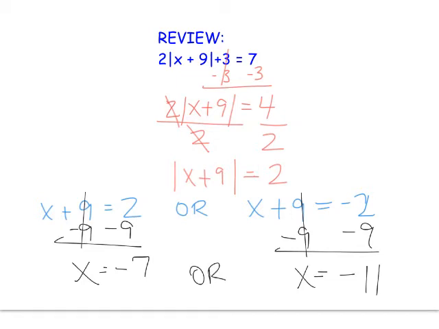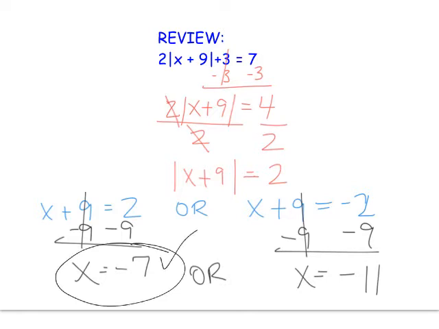And remember, we've got these two possible solutions. We should substitute them into the original problem in place of this x in order to make sure that these are true for the equation. So if I put in a negative 7 here, that would evaluate to be positive 2, multiplied by 2 is 4, plus 3 is 7. So I know that negative 7 is a true solution.